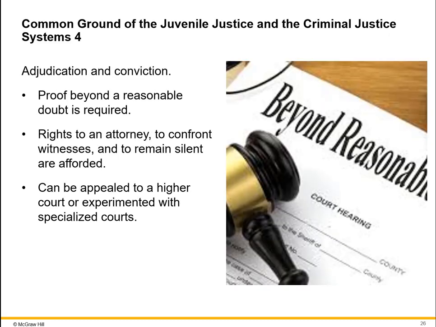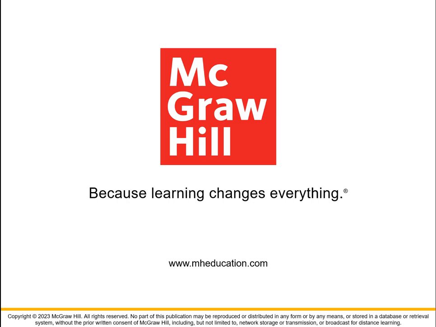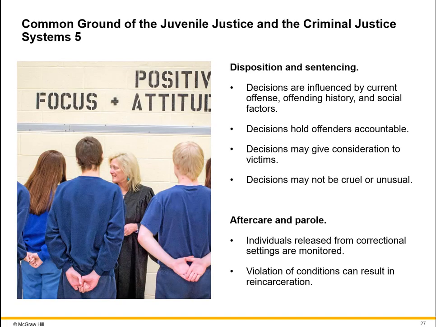For adjudication and convictions, proof beyond a reasonable doubt is required. Both have the right to an attorney, to confront witnesses, or to remain silent, but juveniles do not have the right to a trial by jury. In both cases, the decision can be appealed to a higher court. Many decision-making processes involve the current offense, history, social factors, and holding the offenders accountable. Victim considerations are not allowed in both courts' decision-making.